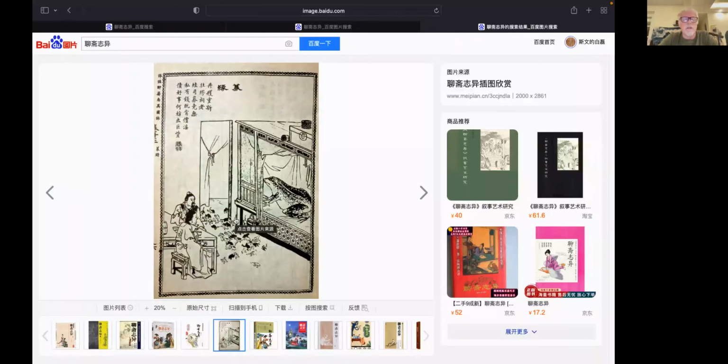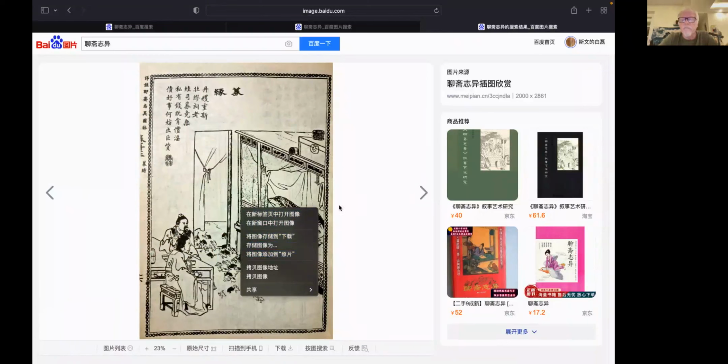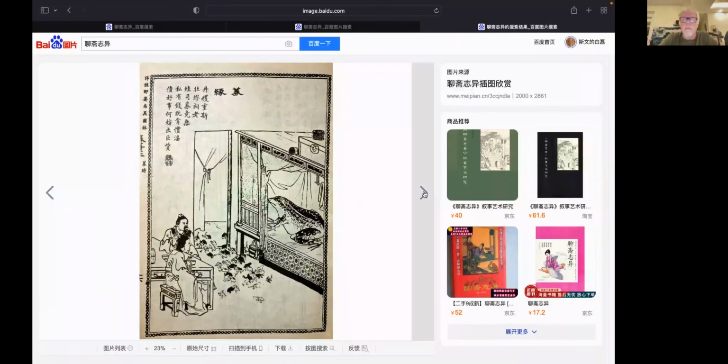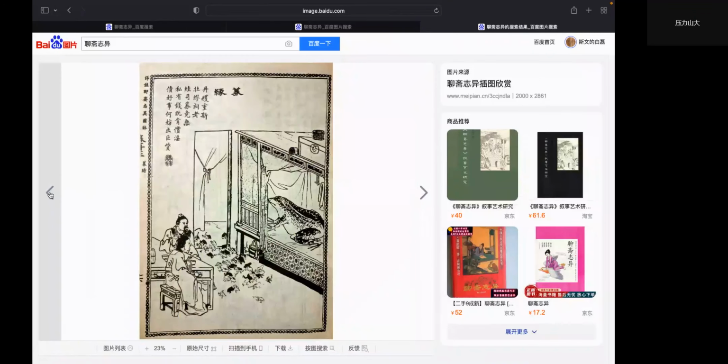You can see from the picture here that there are strange stories. I saw those books in the Confucius Institute, but not all of them. I see, they are included in the collection called Classical Chinese, but I'm not sure how many volumes this book has because I only see two of them.